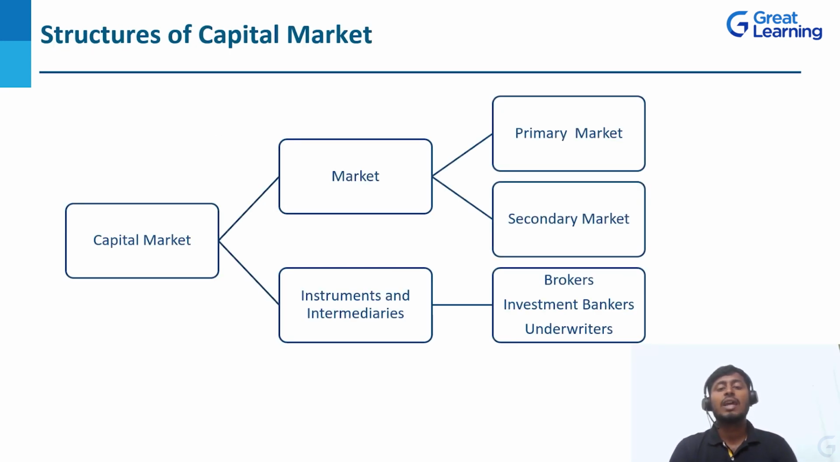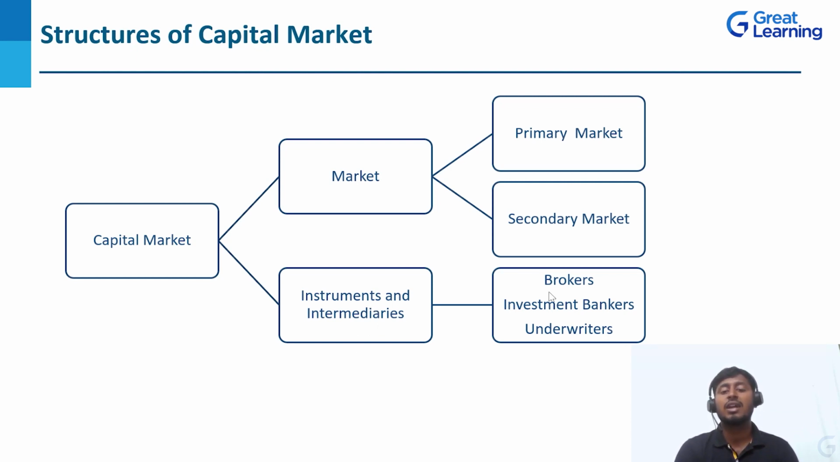Next, structure of the capital market. In this we have markets, instruments and intermediaries. When it comes to the market, we have already seen the primary market and secondary market. In the primary market, all IPOs, that is fresh issues, are traded. In the secondary market, already existing shares or securities are traded. Next come the instruments and intermediaries. Instruments, as we have just seen, are equity shares, debt instruments, bonds, hybrid financing and derivatives.